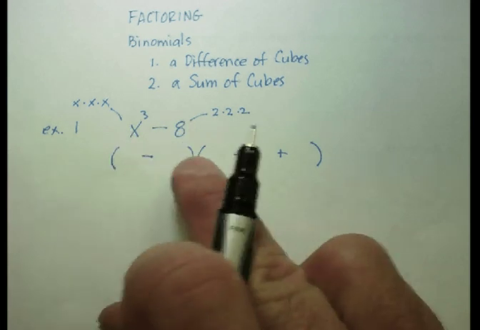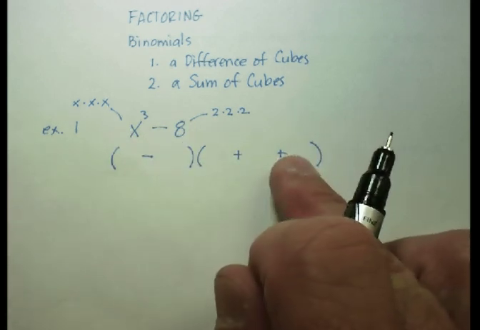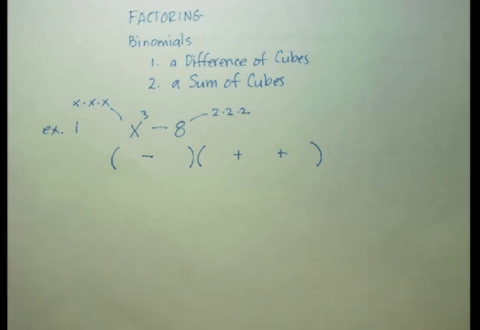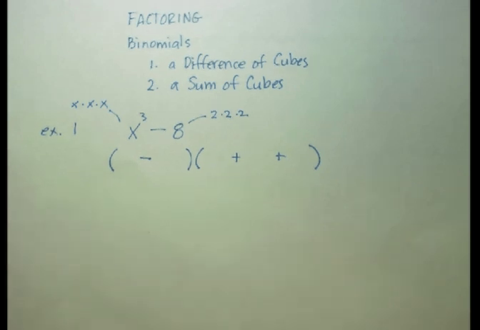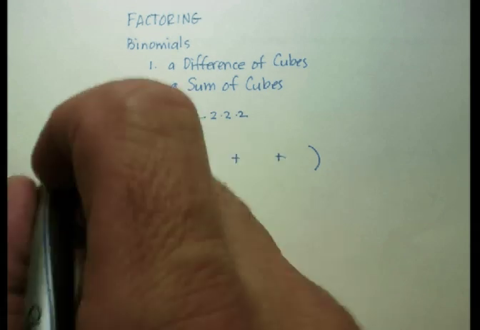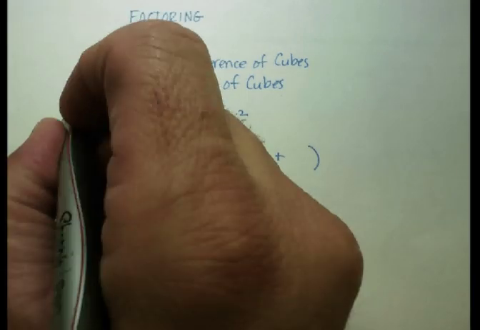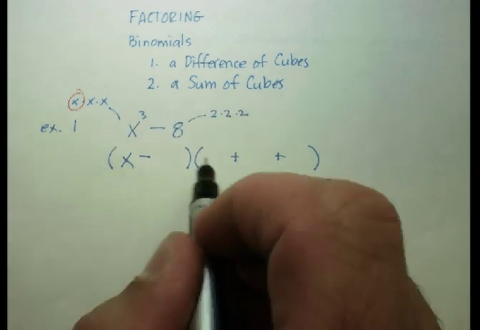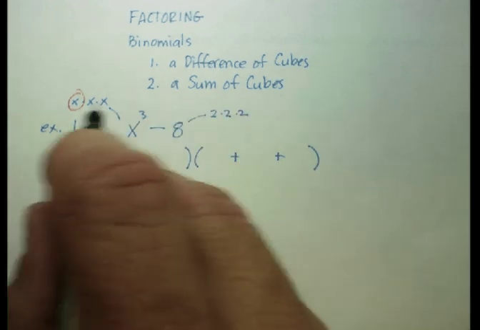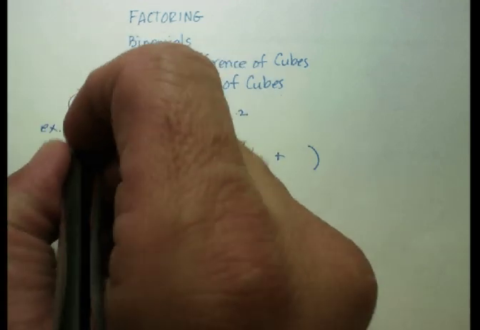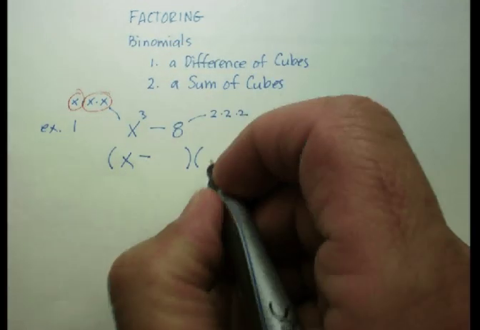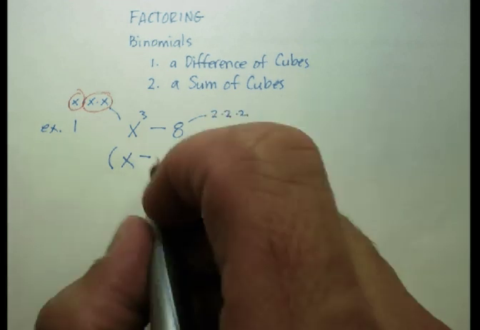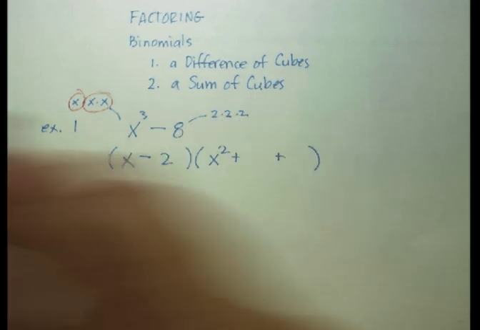Now you've got 1, 2, 3, 4, 5 different spots to fill in. What do you put in each one? Well, let's see here. In the first slot, you are going to put in one of those factors. You're going to put that right there. In this spot, you put in x times x, so you put in x squared. In this spot, you put in one of the 2's.